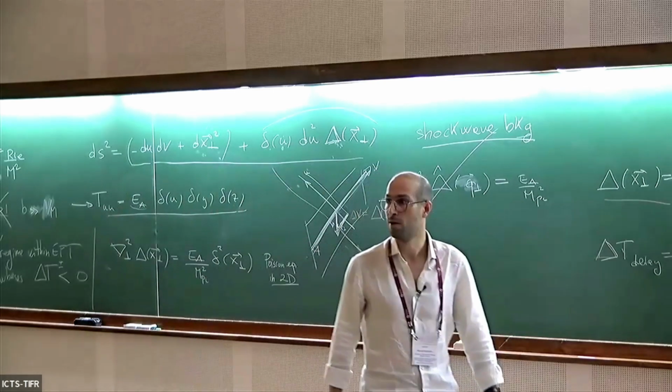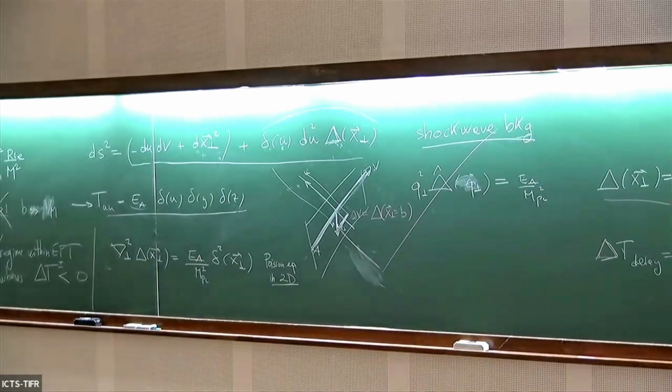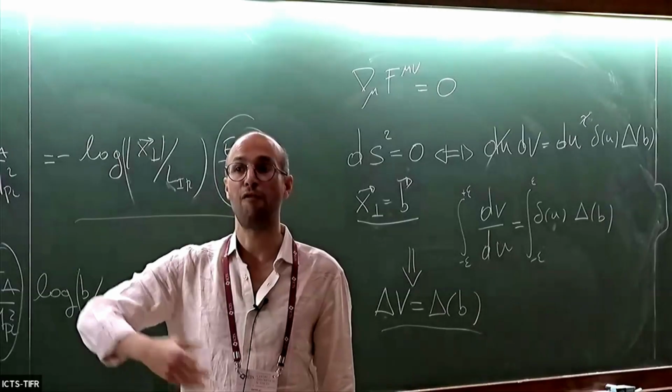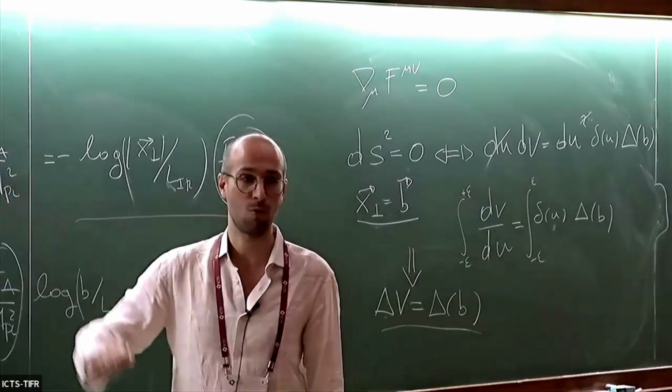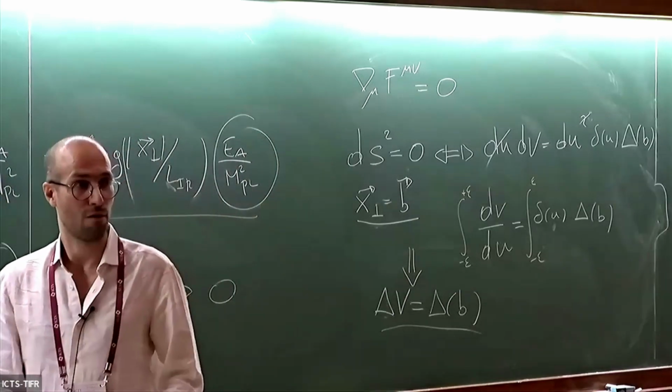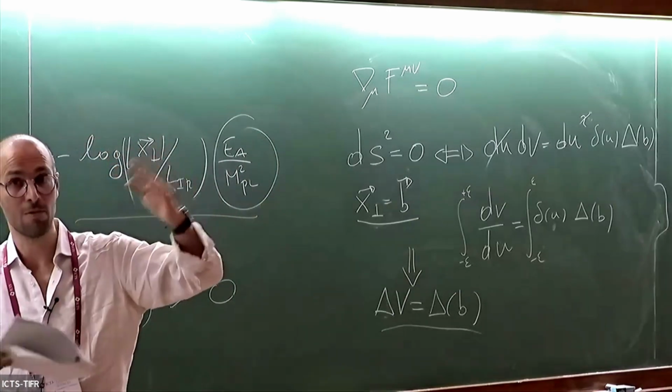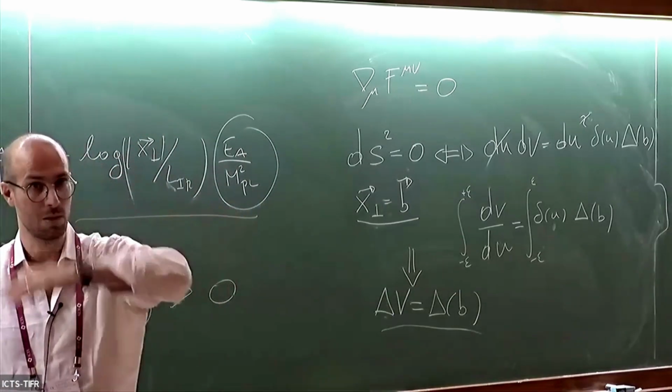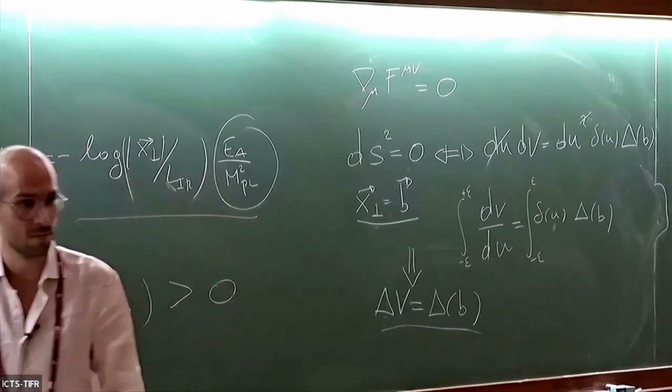Perfectly sensible metric. A black hole at rest gives you Schwarzschild. A photon gives you a shock wave. A traveling photon has energy, which deforms space-time, and the metric you get is a shock wave. Okay.